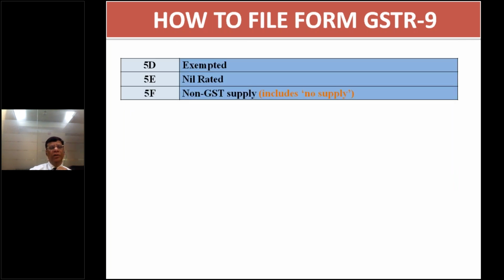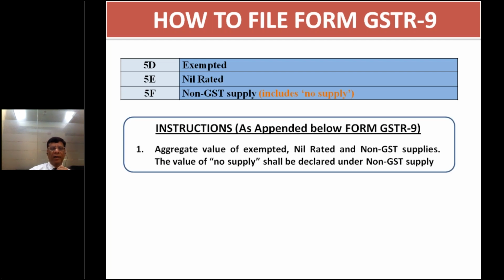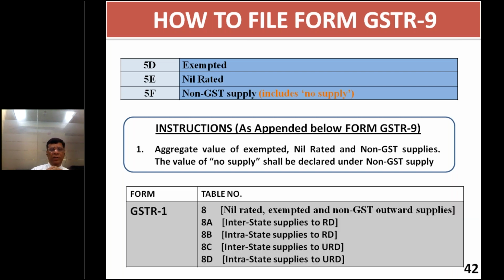In 5D, I have to mention exempted. In 5E, I have to mention nil rated. In 5F, I have to mention non-GST supplies, which includes no supply. Aggregate value of exempted, nil rated and non-GST supplies; the value of no supply shall be declared under non-GST supply. This is the instruction given under the account. So even Schedule 3 items supply may be there. We have to mention such supplies under this particular head. Such information is to be carved out from table 8, nil-rated, exempted, and non-GST supplies.